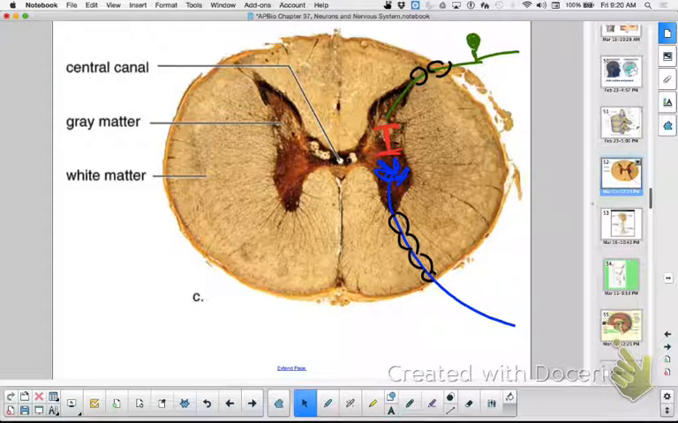All right. So, structure. Gray matter is cell bodies of motor neurons and interneurons, and it looks like a butterfly. Whereas white matter is myelinated neurons.